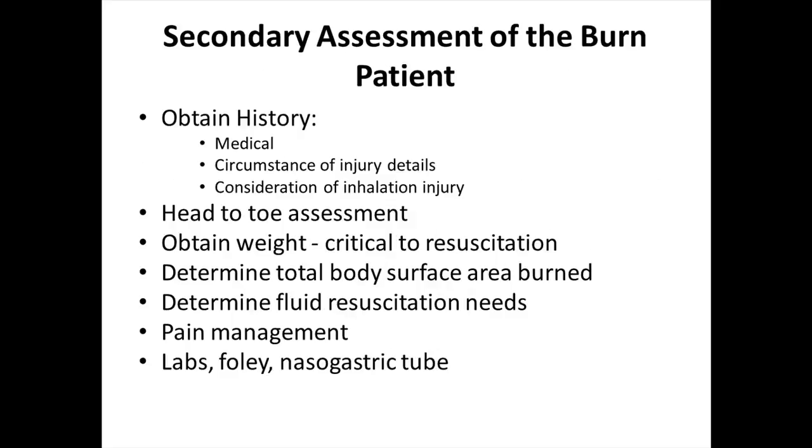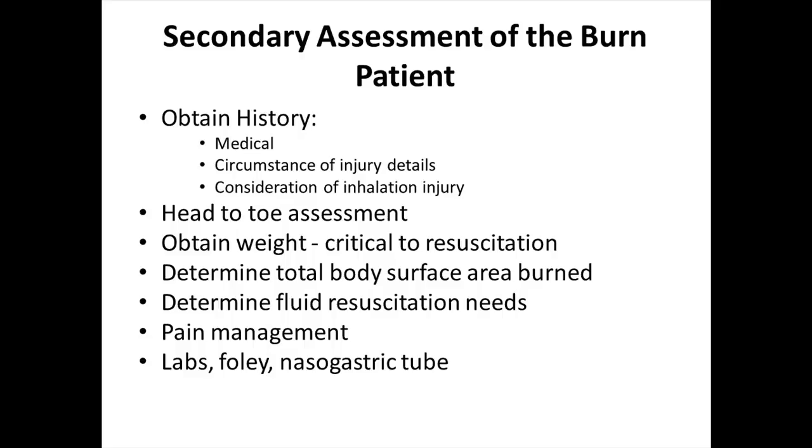The secondary assessment on the burn patient. So what are we looking for? Same thing you'd look for on any trauma patient. You want to obtain the history, their medical history, their circumstance of injuries, the consideration for any inhalation injury. You would do a head-to-toe assessment. We want to obtain a weight, the weight we use for fluid calculations, and so we want to make sure we have an accurate weight whenever possible.